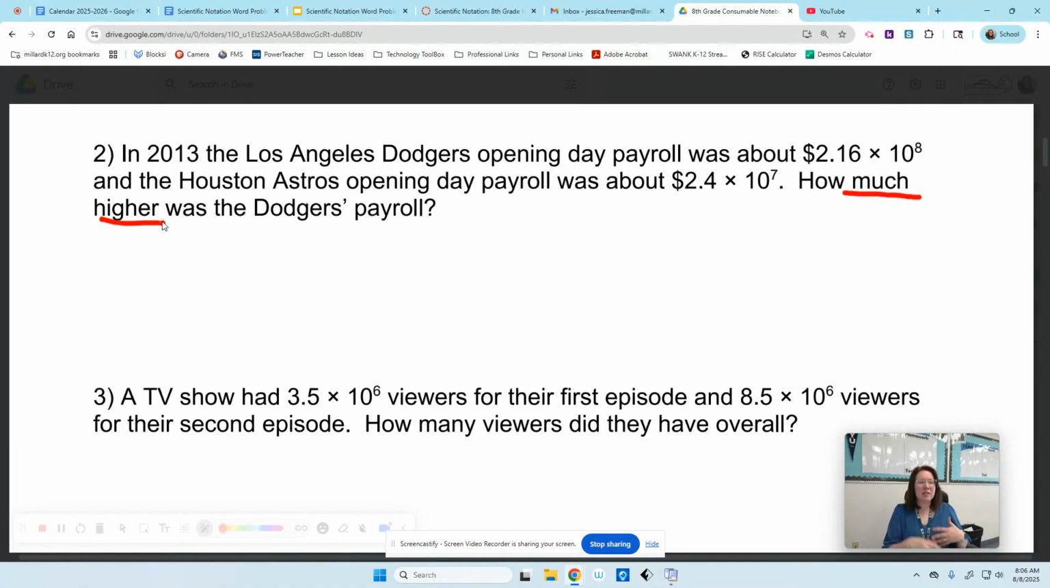So like how much more money? So like I did a job and I got $10, and someone else in the class did a job and they got $15. How much more money did they make? They made $5 more, because we subtracted 15 minus 10 is 5. So all we would do is subtract. And you would literally type in your calculator 2.16 times 10 to the 8th, and then the minus symbol, 2.4 times 10 to the 7, and then enter.